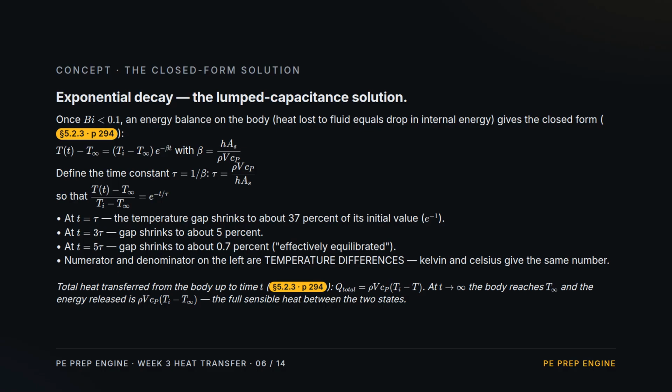Once Bi is below 0.1, an energy balance, heat lost equals drop in internal energy, gives the closed form. The Handbook's rate constant beta is hAs over rho V cp. The time constant tau is 1 over beta, rho V cp over hAs, so the ratio is e to the minus t over tau. At 1 time constant, the gap is about 37% of its initial value. At 3, about 5%. At 5, under 1%. Effectively equilibrated. It's a ratio of temperature differences, so Kelvin and Celsius agree.